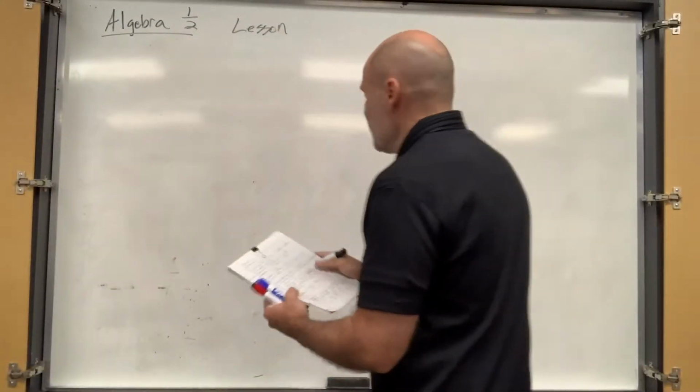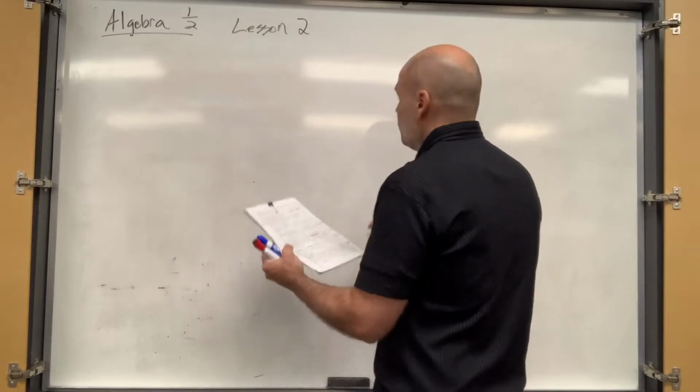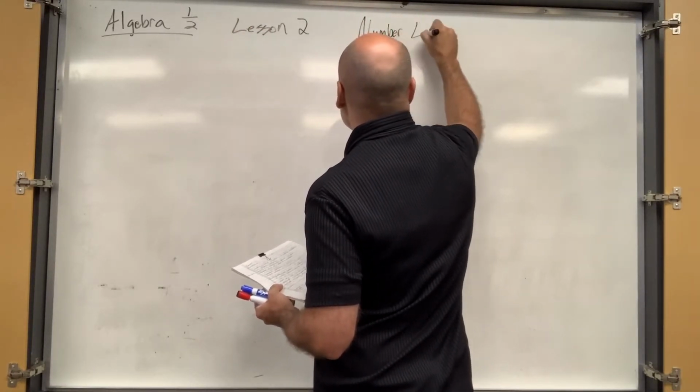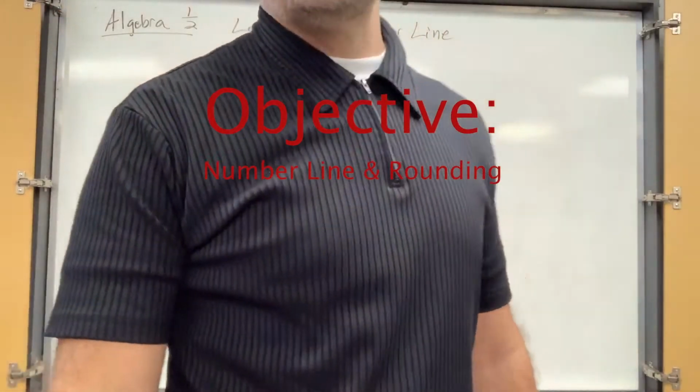Lesson 2. Good job surviving lesson 1. In lesson 2, we're going to talk about the number line. Who can give me a good definition of a number line? A line with numbers on it. Yes, that is a great definition.